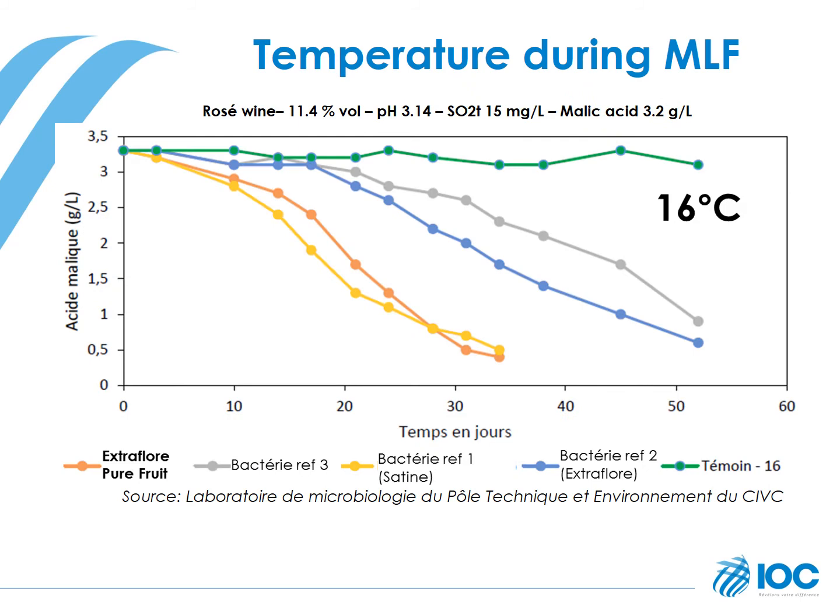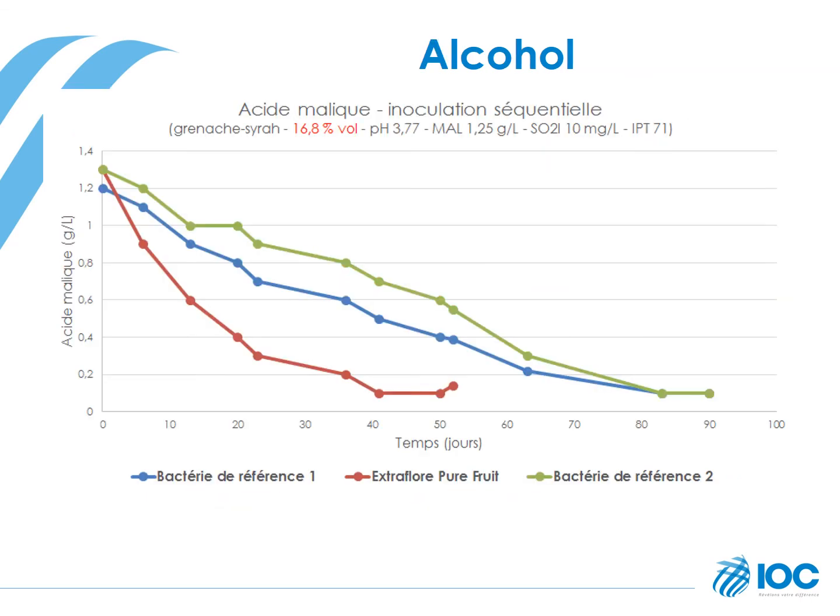We also made some tests on rosé wine at 16 degrees Celsius, and Extraflore Pure Fruit confirms its good capacity to succeed the malolactic fermentation. On this matrix, its kinetic is close to Maxiflore that is recognized as being resistant in our range. As we saw previously, we based our selection on the alcohol resistance. On this slide, we tested 3 bacteria in a blend of Grenache and Syrah at 16.8% alcohol. We can see that Extraflore Pure Fruit started the malolactic fermentation more quickly and finished it 1 month before the 2 other strains.